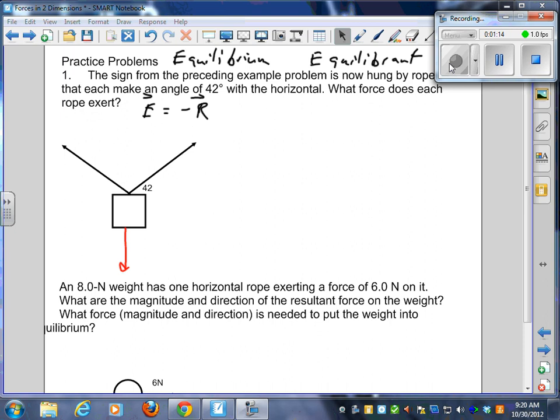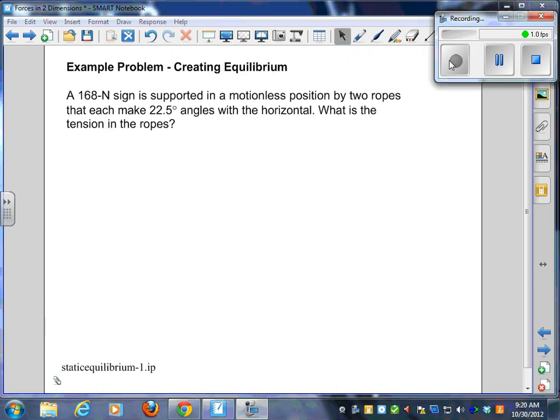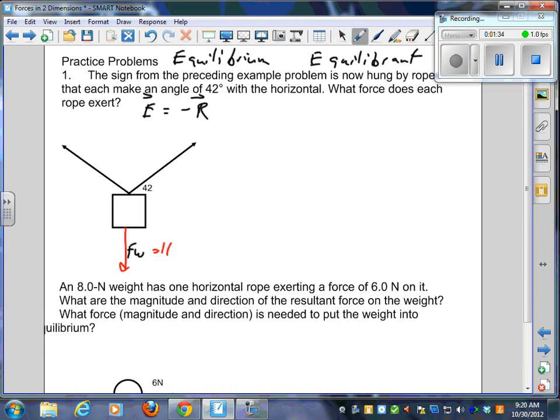Let's begin. The question is, what force does each rope exert? Now, what isn't on this diagram is the weight force. Yes, you do, yeah. It's the practice problems. Now, from the previous example, it was 168 newtons, right? So the weight force is 168. I've got T1 and T2. T1 is equal to T2, right? And I've got T1V right there, the vertical component.